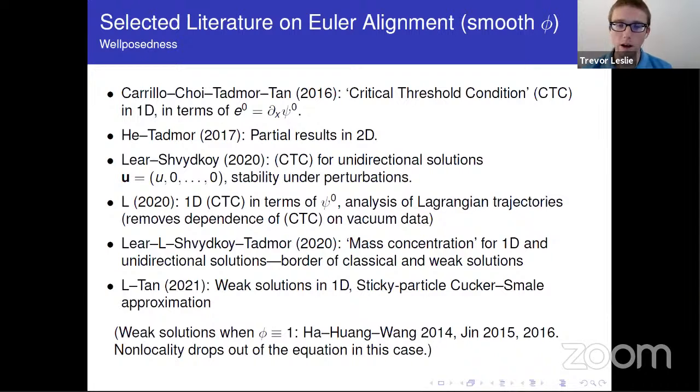But I should mention that there have been 3 other papers that deal with weak solutions in the special case where phi is identically equal to 1. These are certainly important works, but they don't shed too much light on what to do in the more general setup, because the special form of this communication protocol causes the non-locality, which is the main difficulty, to completely drop out of the equation. So I won't talk more about these, but I do want to mention that they're there.